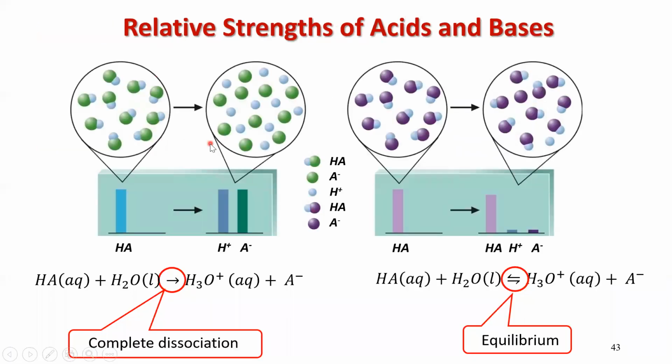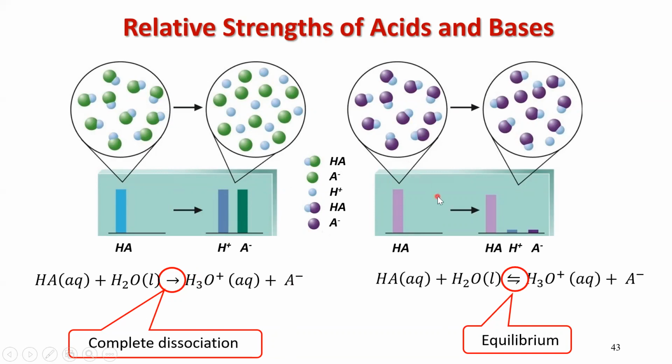Now, this is just a picture. So if we were to look at a strong acid, we've got our arrow going in one direction because it 100% dissociates. We start out with HA, and after the reaction, we don't have any HA anymore. We have all hydronium and A. The reaction went to completion.